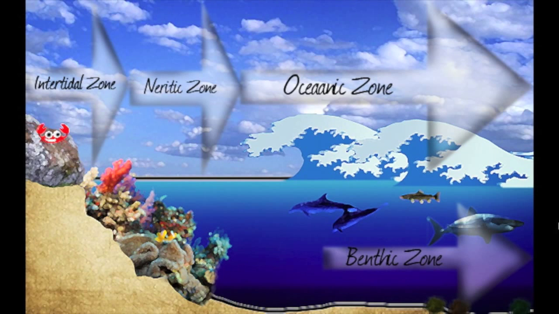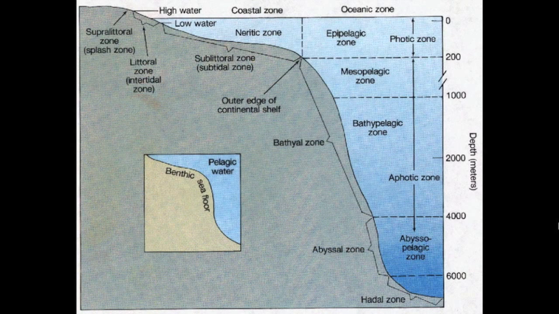The ocean is divided into different zones: intertidal, neritic, and oceanic. The oceanic zone consists of the photic and aphotic zones, referring to the penetration of light. The oceanic zone is further distinguished by depth: epipelagic, mesopelagic, bathypelagic, and abyssopelagic.